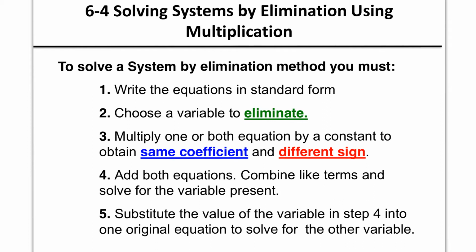If they don't have the same coefficient or different signs, that's where you multiply. And you can multiply one or both equations in order to get the same coefficient and different signs. After you have this done, same coefficient, different sign, then you go to step number 4. You add both equations, you combine like terms, and solve for the variable. And number 5, after you know in step 4 what the value of the variable is, you go back to one original equation and you solve for the other variable. So let's try an example here.